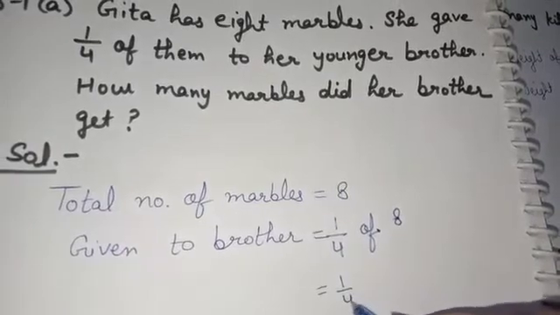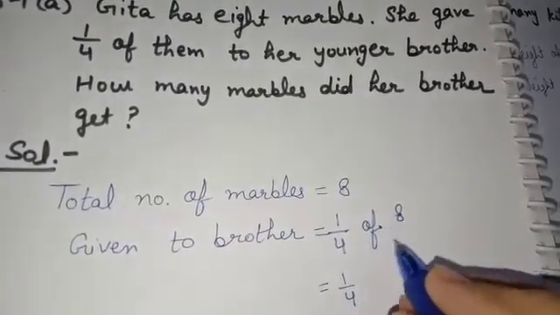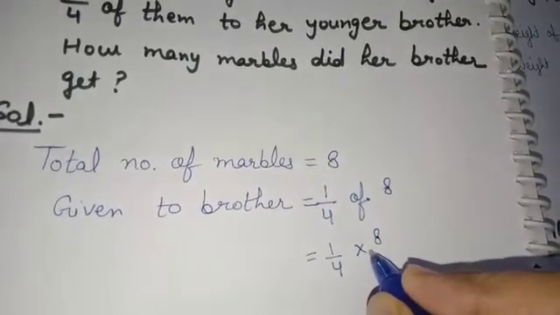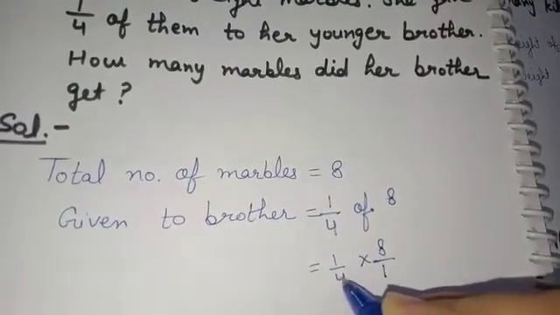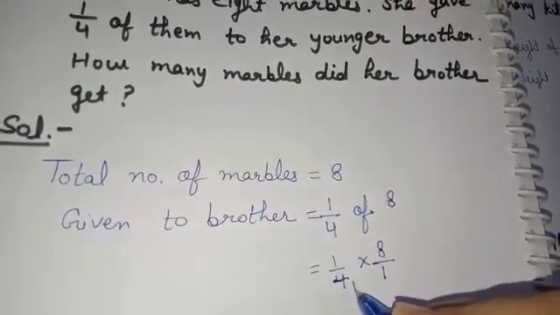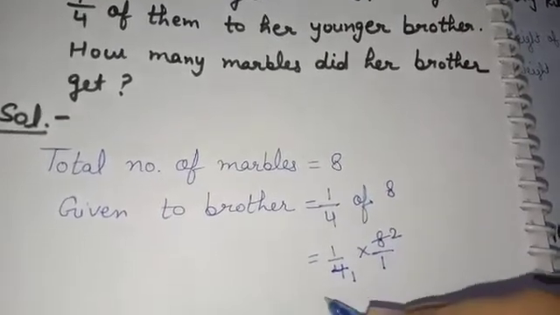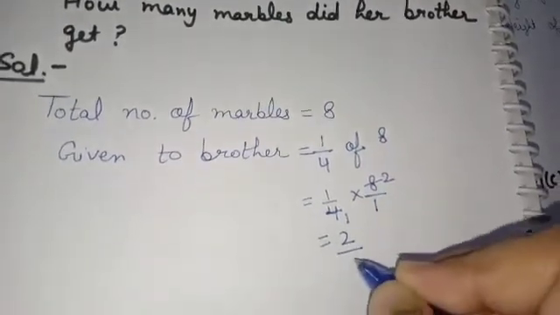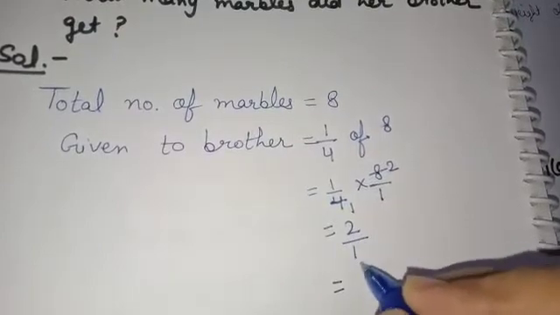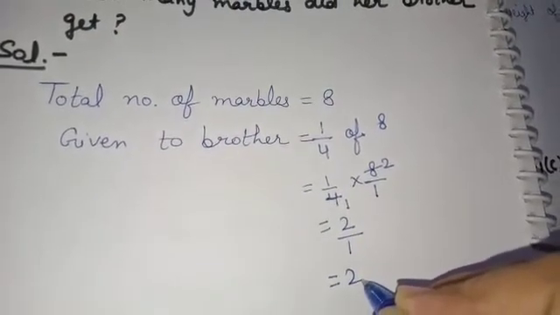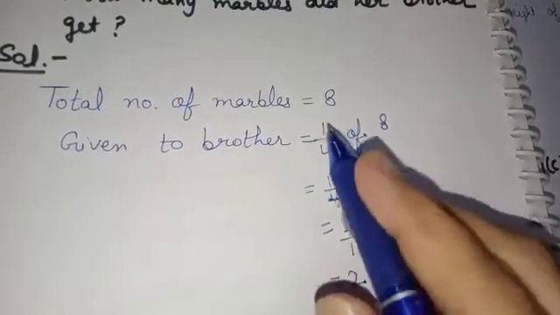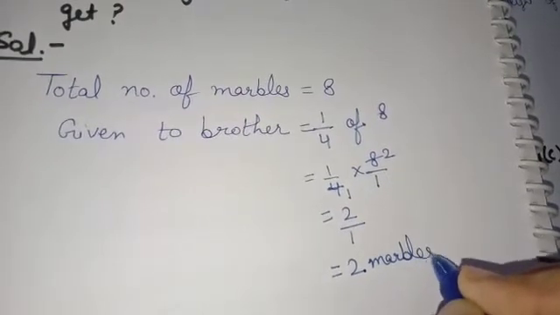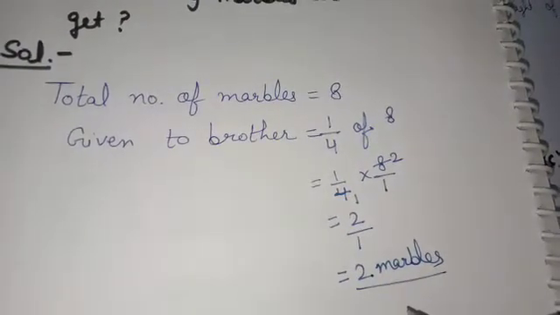Here, to solve this, "of" means multiply, so 1/4 of 8, and we know the multiplication of a fraction with a whole number. There is nothing under 8, so write 1 under it. Then try to cancel: 4 1s are 4, 4 2s are 8. Then numerator 1 will be multiplied by 2: 1 2s are 2, 1 1s are 1. If there is 1 under something, we can leave that 1. So the answer will be 2. The question was related to marbles, so at the end we will write 2 marbles. This is our answer.